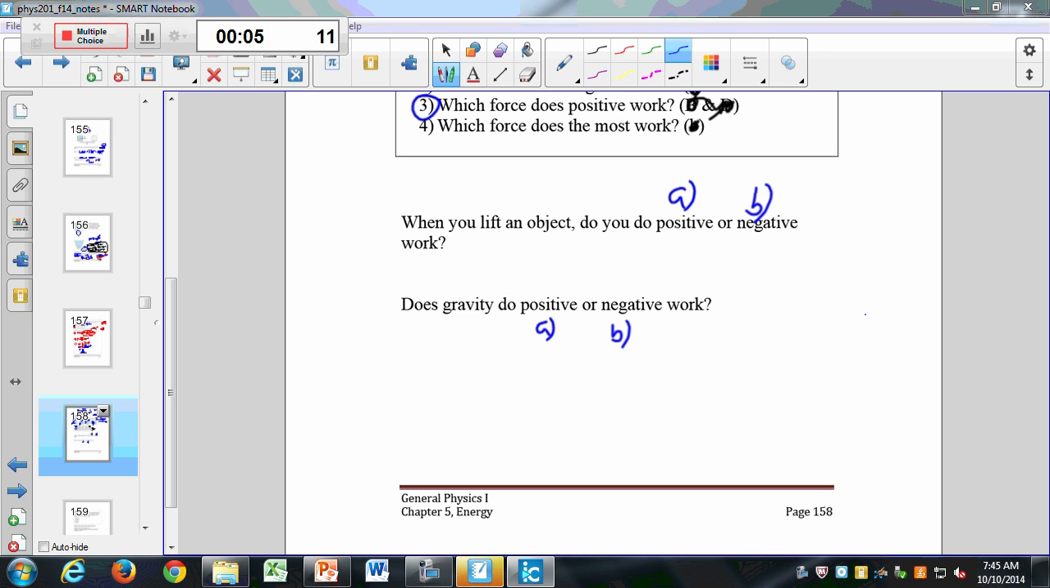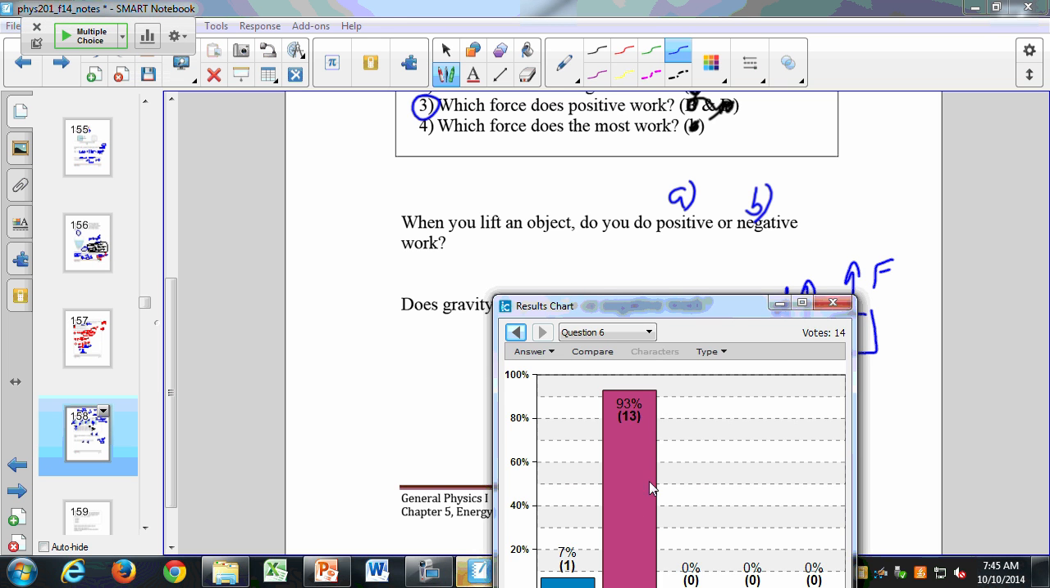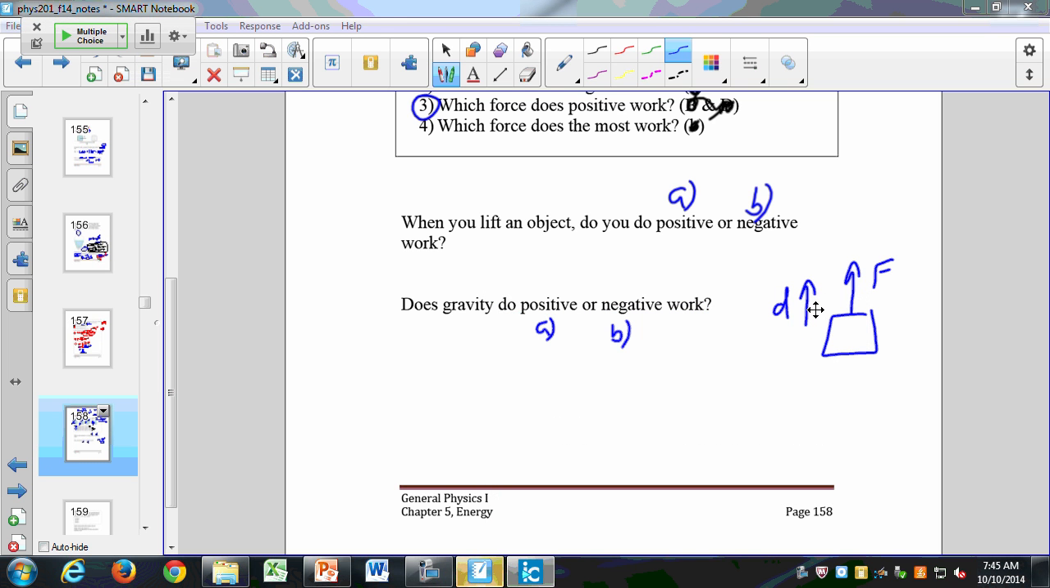So when you lift an object, you do positive work because your force is in this direction and your displacement is in that direction. Does gravitational force do positive or negative work? Very good. So the gravitational force here, you're acting against Fw. Fw is down, D is up, so it does negative work because that angle is 180 degrees and the cosine of 180 is -1.